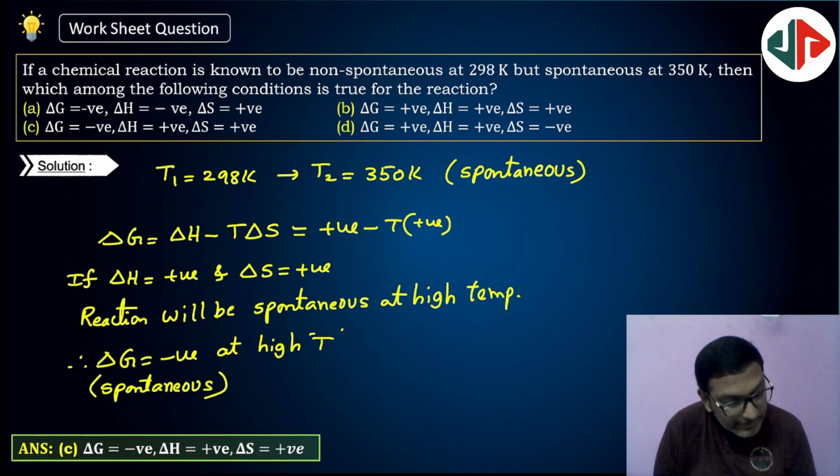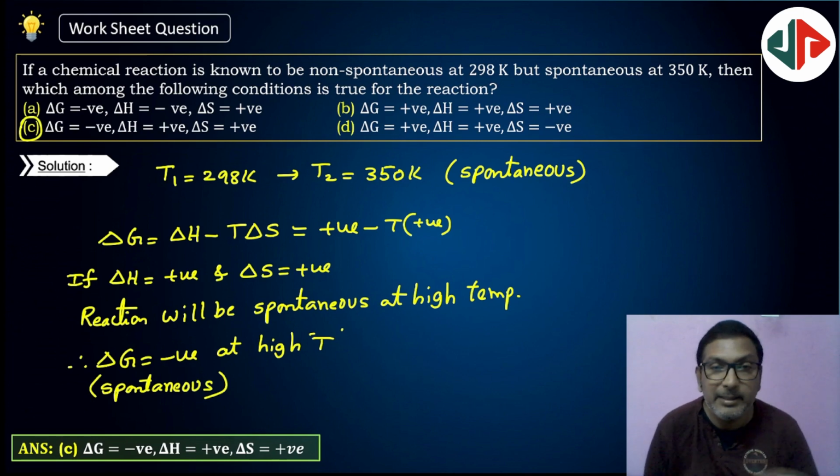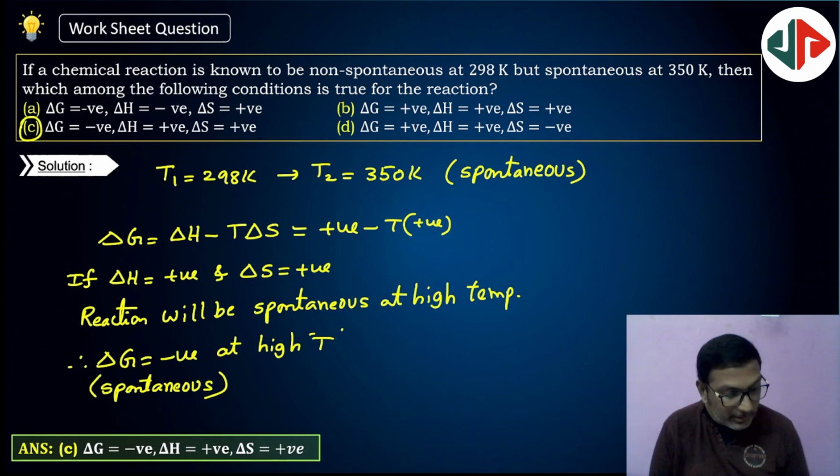So option C. Clearly, as the temperature increases, the spontaneity of the chemical reaction increases. This can be explained by the Gibbs free energy function, delta G equal to delta H minus T delta S. If delta H is positive, delta S is positive, then delta G equal to positive minus T into positive. If delta G is negative, then the reaction will be spontaneous. That is possible only at high temperature. So option C. Next one.